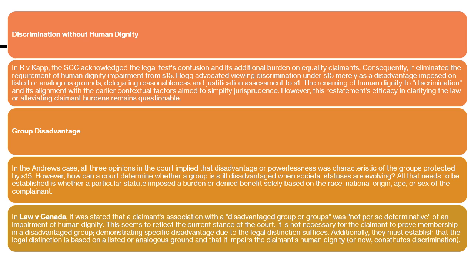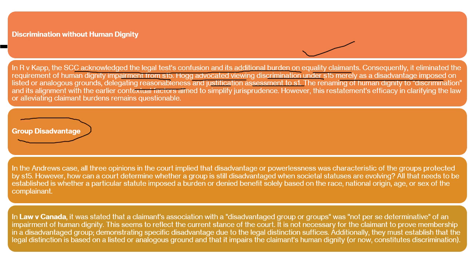The Supreme Court of Canada acknowledged the legal test confusion and its additional burden on equality claimants. The Supreme Court says there is no need to put in something extra beyond listed or analogous grounds. This could be an additional burden on equality claimants if they have to prove one more thing before the court of law. Consequently, it eliminated the requirement of human dignity impairment from Section 15. Hogg advocated viewing discrimination under Section 15 merely as a disadvantage imposed on these grounds, delegating reasonableness and justification assessment to Section 1. This is more than enough.